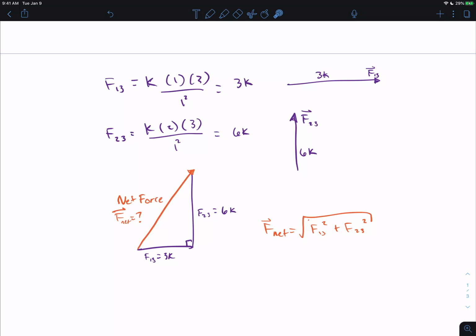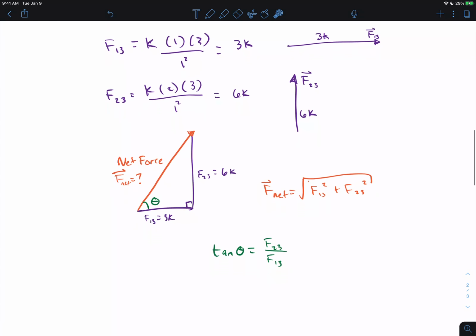And remember that if we wanted to, we could also get this angle. What is this angle? We just have to use our trigonometry. In this case, we would use tangent theta equals opposite over adjacent, or we can say F23 over F13. And then we need to solve for theta by taking tangent to the other side. So it would actually be tangent inverse of these two that would give me my theta. All right, guys.